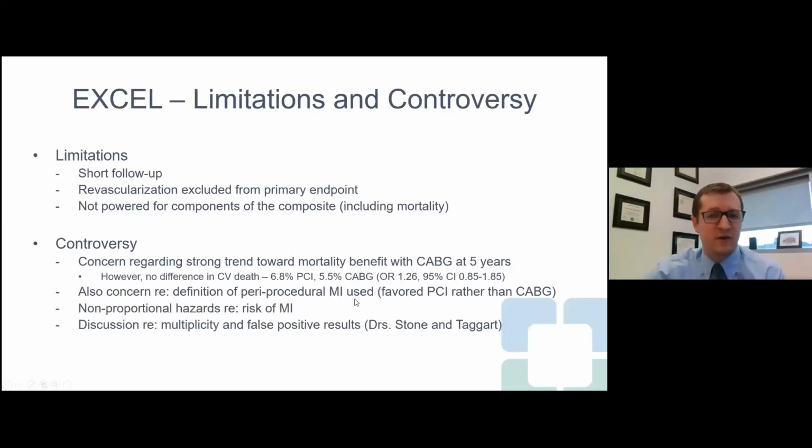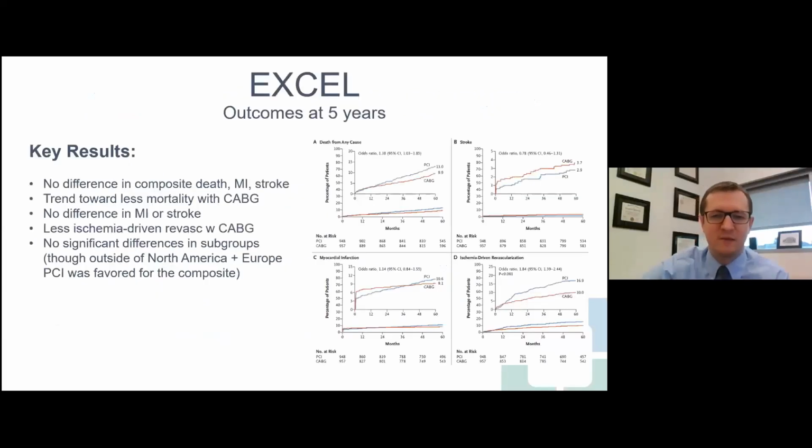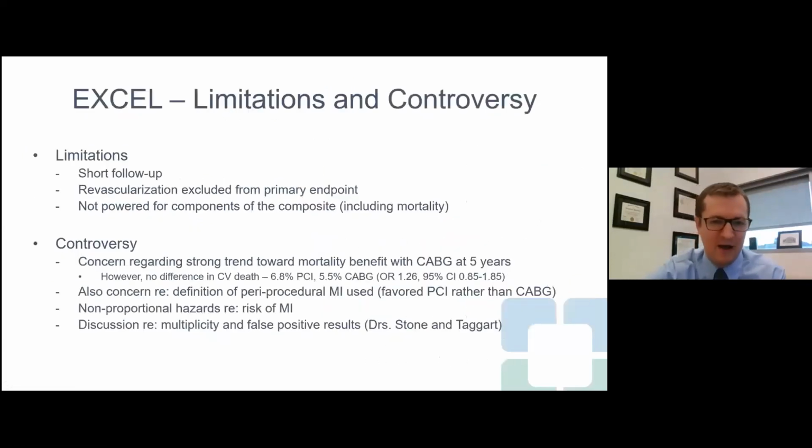So there was some controversy regarding the results, as there was a trend towards improved mortality with CABG, and there was some debate about why that was. It turns out that when you look at cardiovascular death, there really is no difference, but that was adjudicated post hoc. And there's also a little bit of concern towards the periprocedural MI definition that was used, as that seemed to favor PCI early, as some of the patients undergoing CABG were being labeled as having MIs. So despite some of the controversy, EXCEL is actually still a very good trial. There are some good lessons to learn from it.